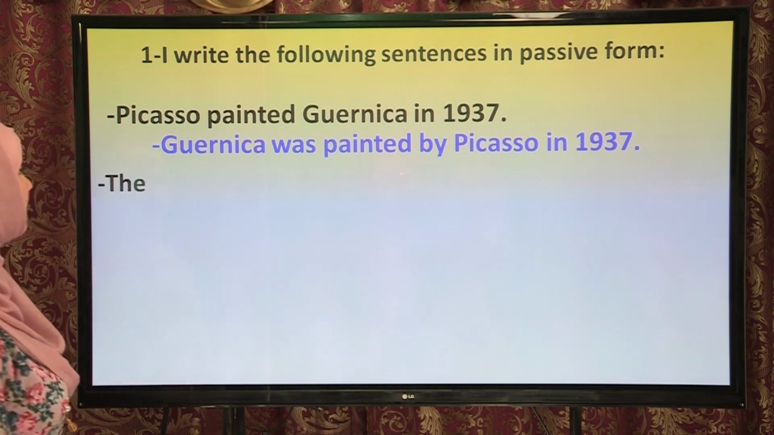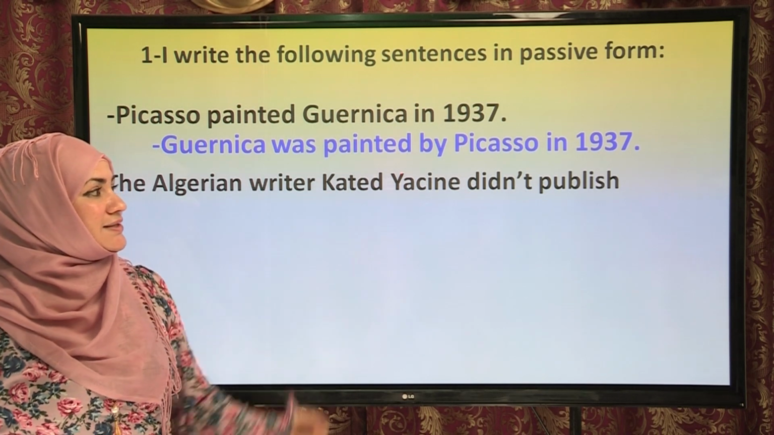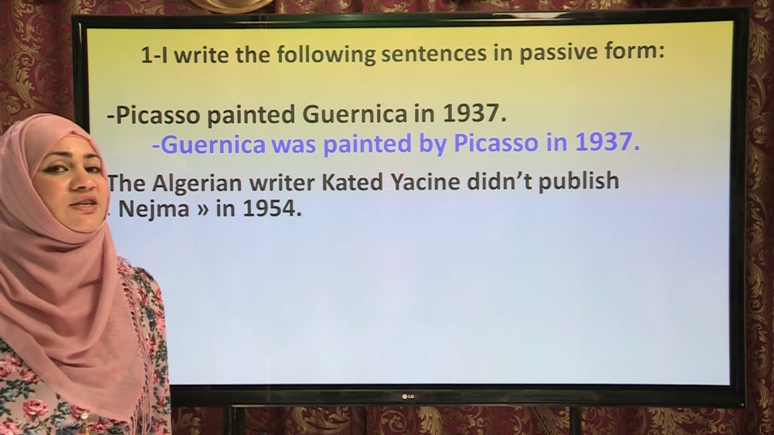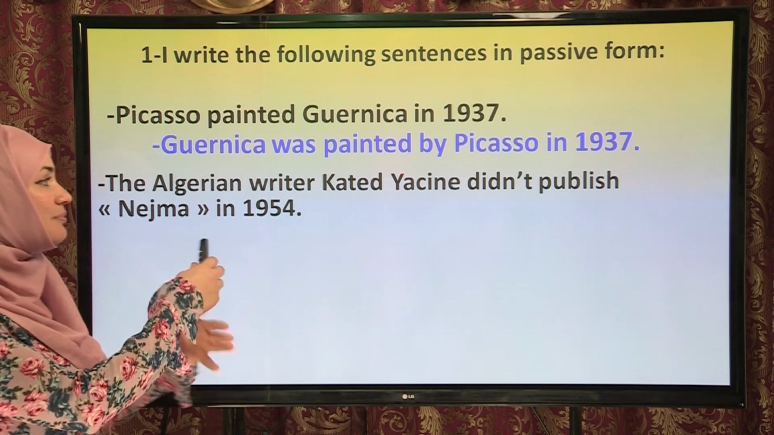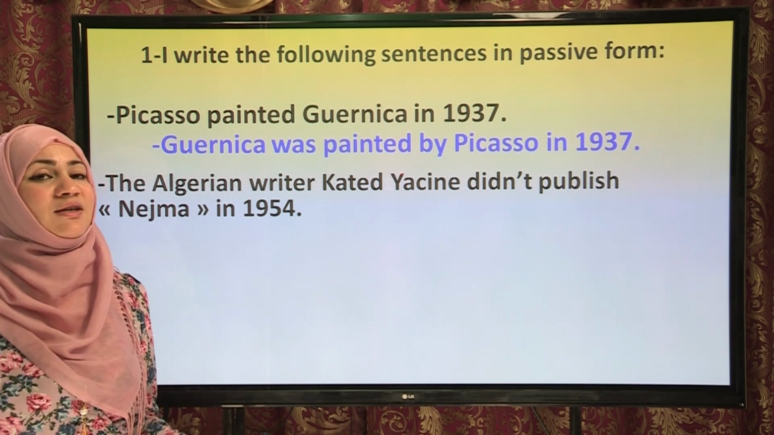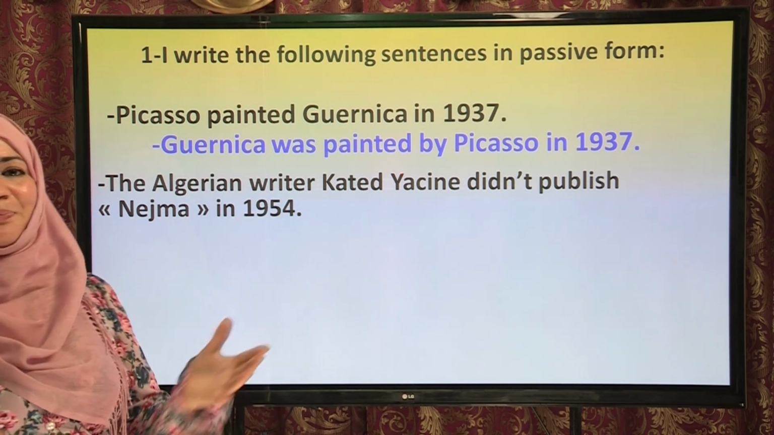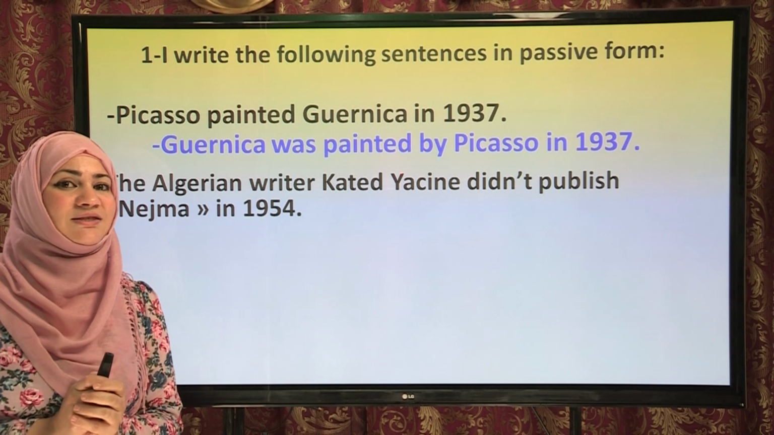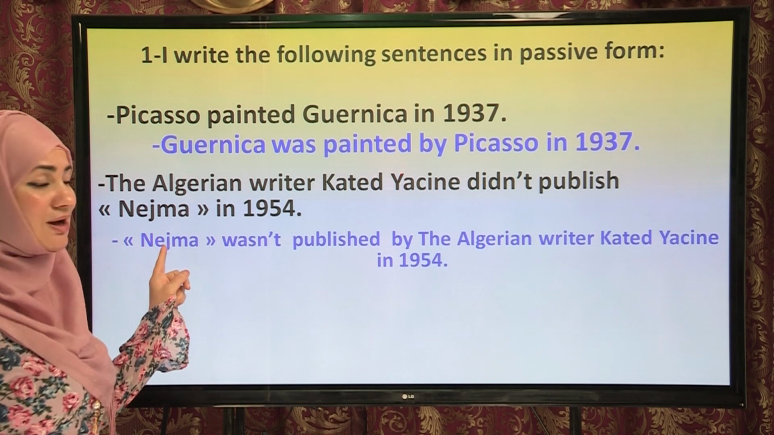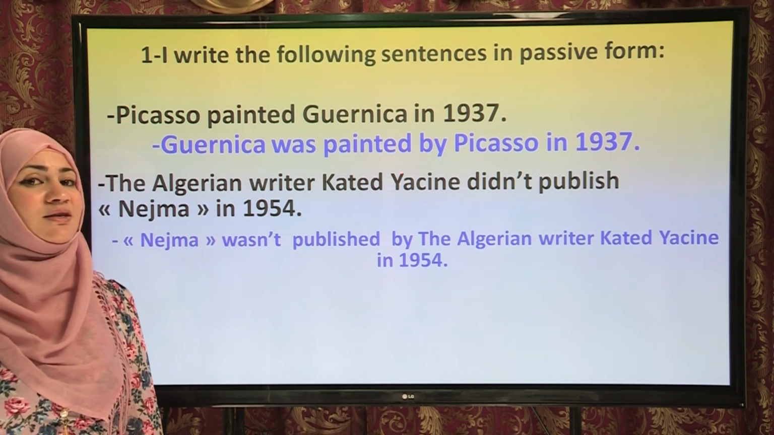The next one. The Algerian writer Katib Yassin didn't publish Najma in 1954. Then what do you see here, my students? So the passive, it is negative and it is what? Past. It means past passive negative. The sentence will be, very good: Najma wasn't published by the Algerian writer Katib Yassin in 1954.